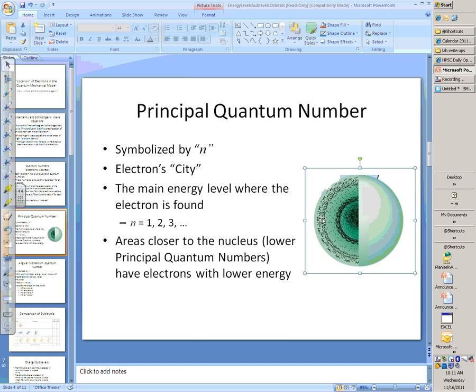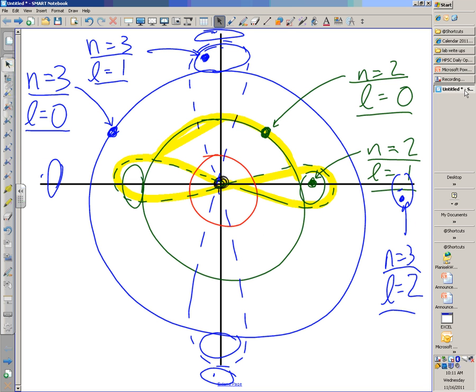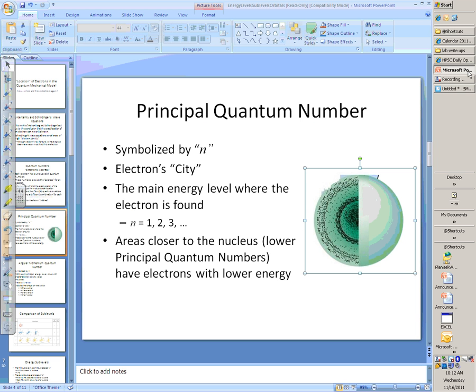True or false, those electrons exist in the same sublevel. False. Because this one exists in which sublevel? S sublevel. And the other one in the P sublevel. Those, the S, P, and D, those are sublevels. Right. Yes. All right. So S, P, and D are sublevels.